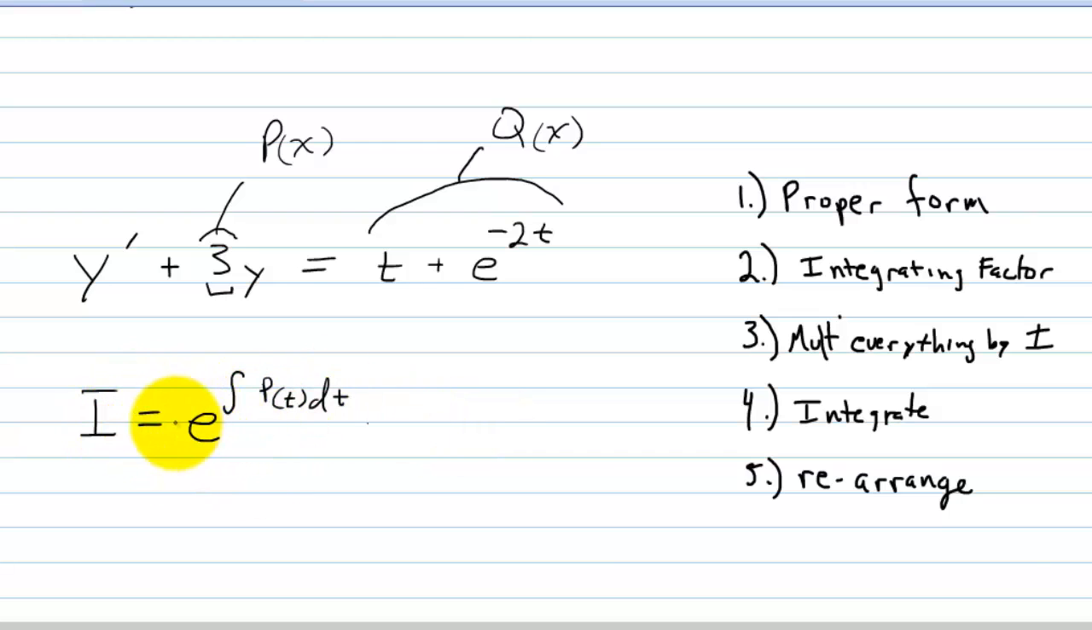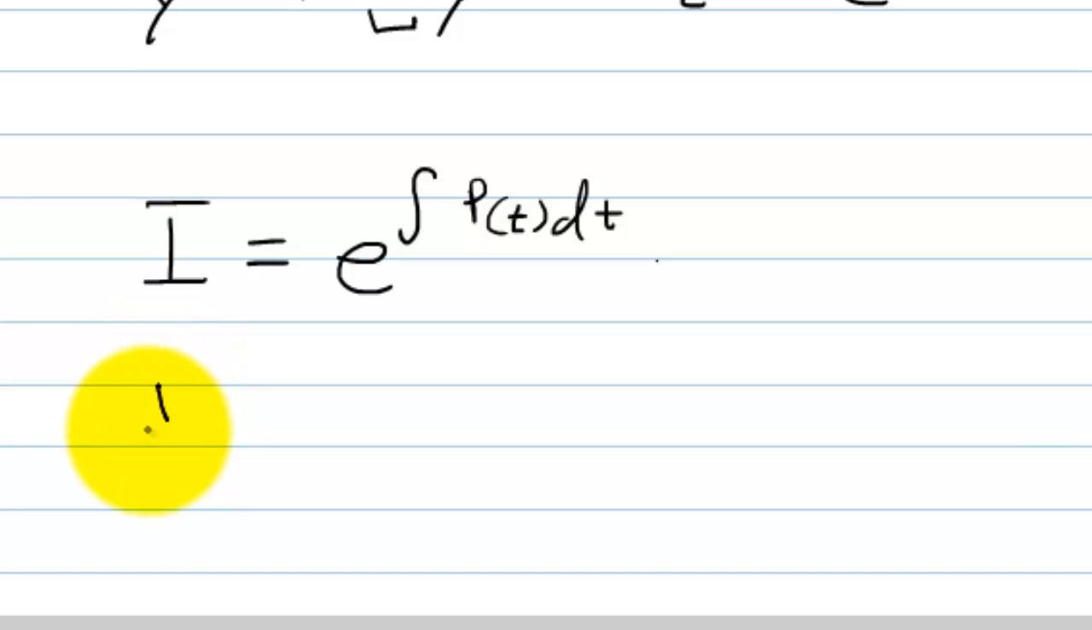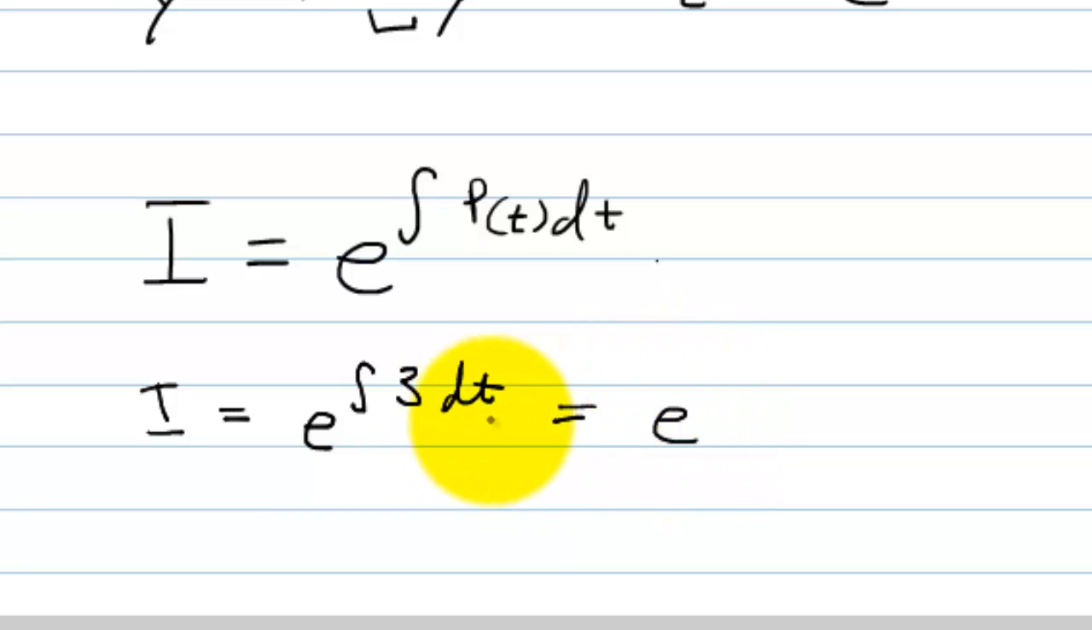So here, for the integrating factor, p of x is equal to 3. We're going to substitute that in, so the integrating factor is equal to e to the integral of 3 dt. If we integrate 3 dt, we get 3t. Now normally you would put plus c because this is an indefinite integral, but when we're getting the integrating factor, you don't use the plus c. So this is our integrating factor, e to the 3t.